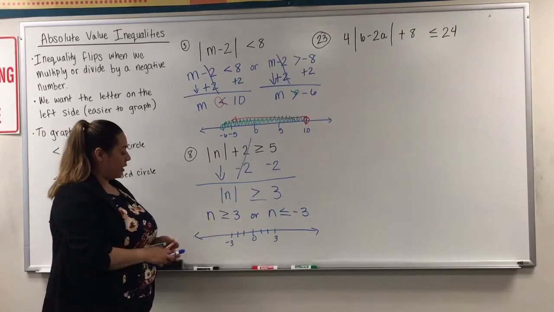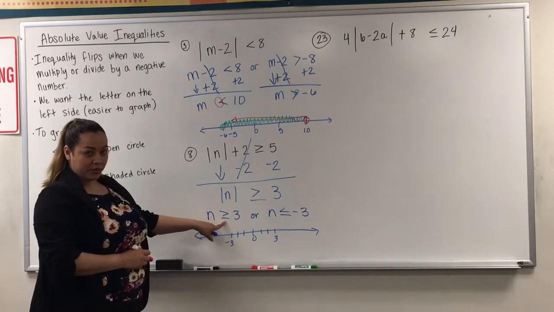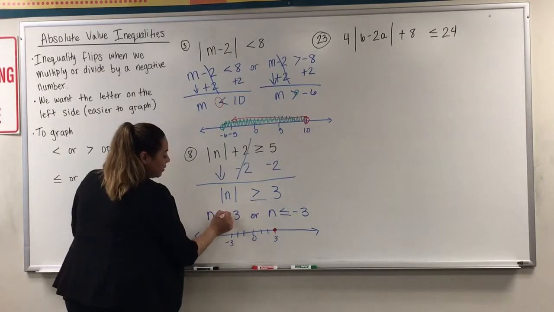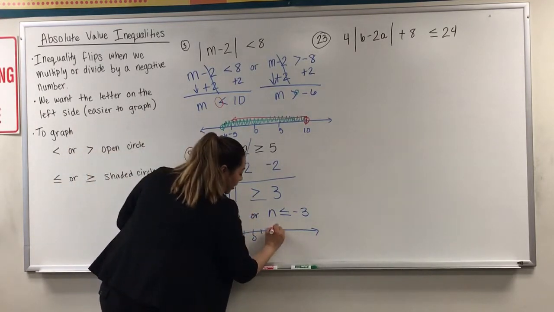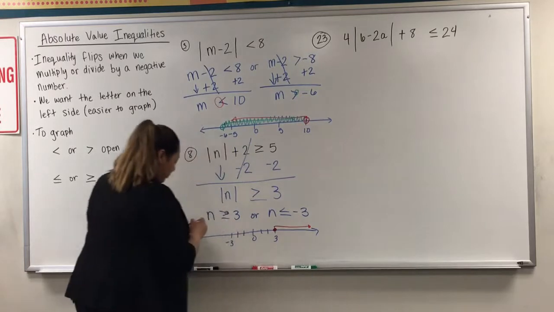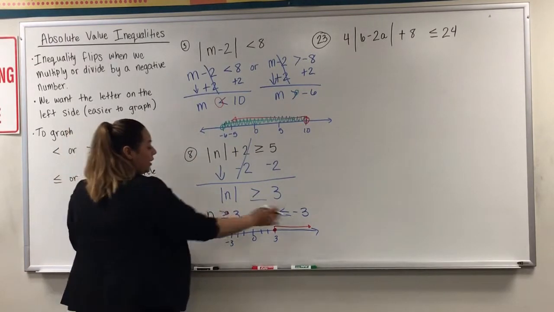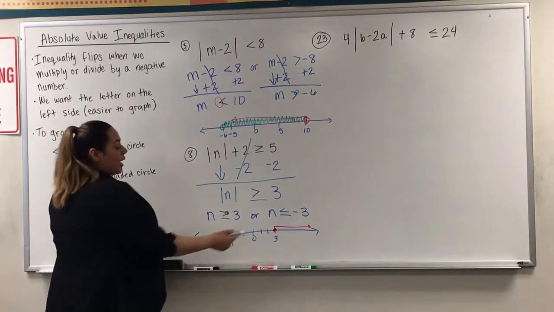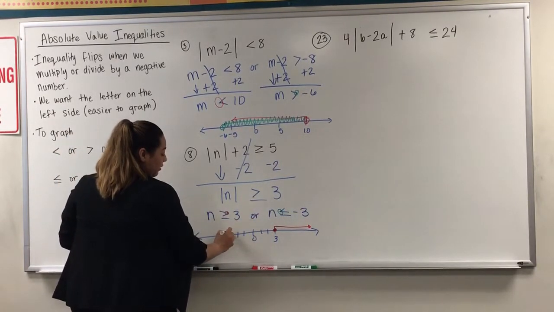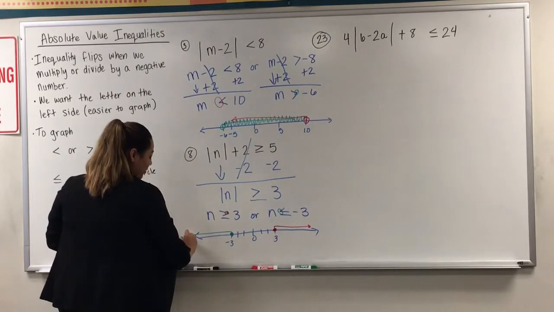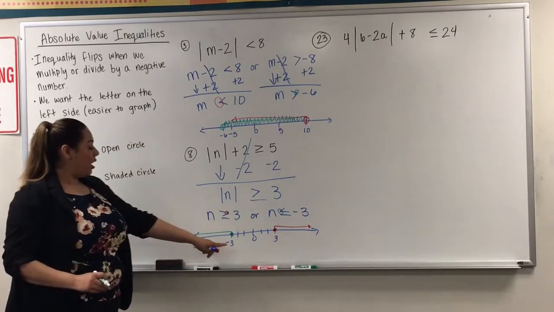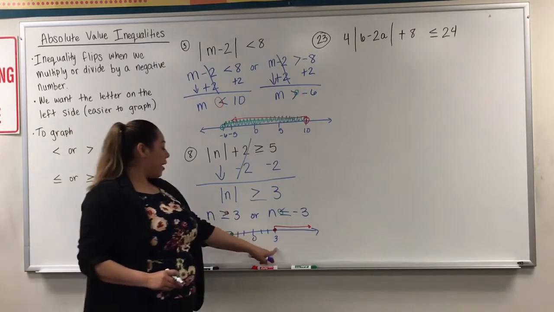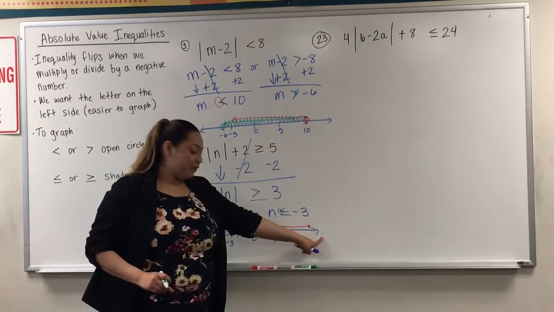at 3, right here, we have a shaded circle because it has a line at the bottom. So we're going to go to 3, shaded circle. In this case, this one is pointing towards the right, so we're going everything towards the right. Then right here at -3 is still a closed circle, so we're shading it in, and this one is pointing towards the left. This one is going the opposite direction, so it could be anything from -infinity all the way to -3, including -3 in this case, and +3 all the way to infinity.